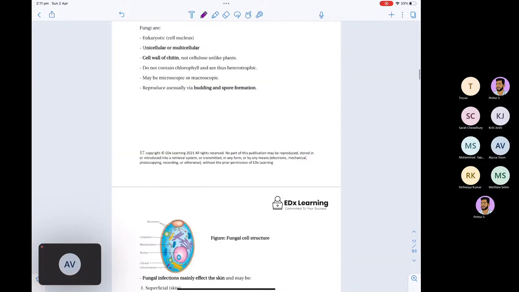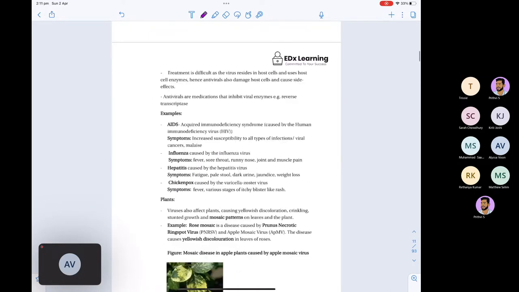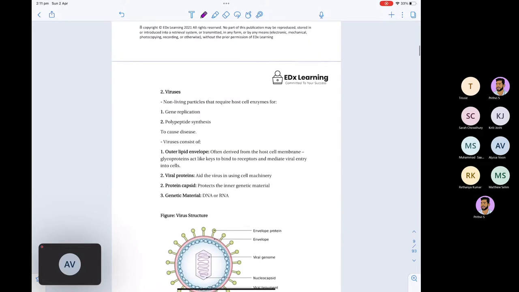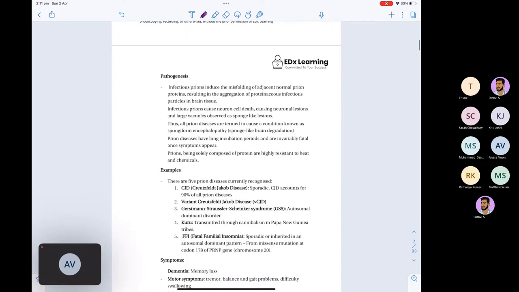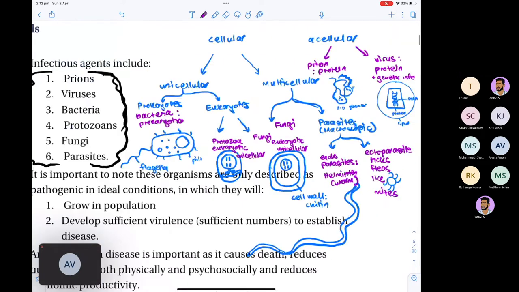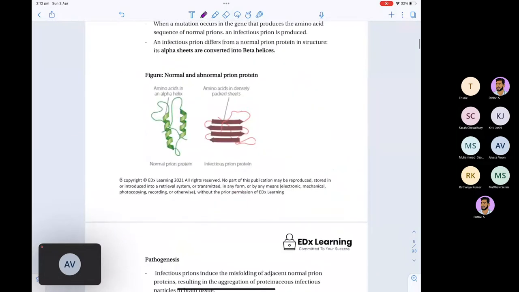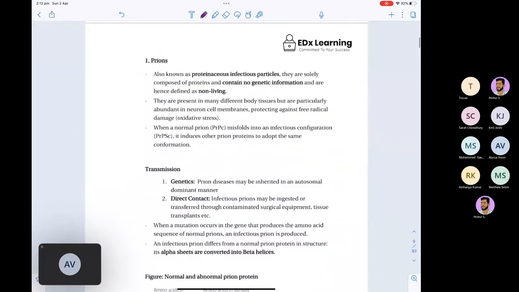All right. What we'll do now is you take your 5-minute break. And when you come back refreshed, we will now run through how each organism causes disease and one example. So you should more or less know the structures. You should now move on to how each organism causes disease and an example of each.